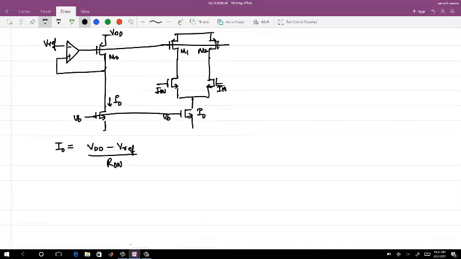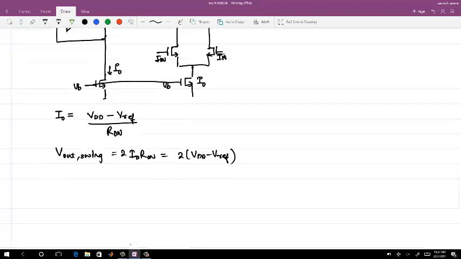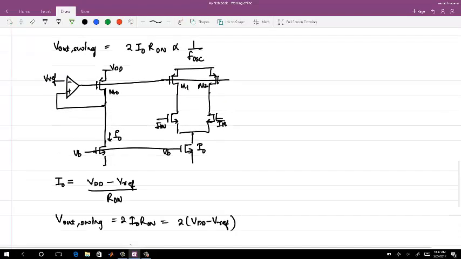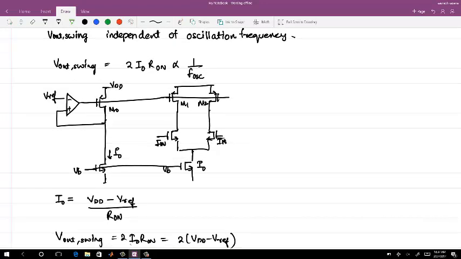So here your V output swing is now equal to 2 times I naught R on, which is 2 times VDD minus Vref. Okay, yeah. No, let it be in triode, right? The gain will be lesser. You can have another op amp with the larger gain to make it right. So that is not the case. That is not the problem as such.